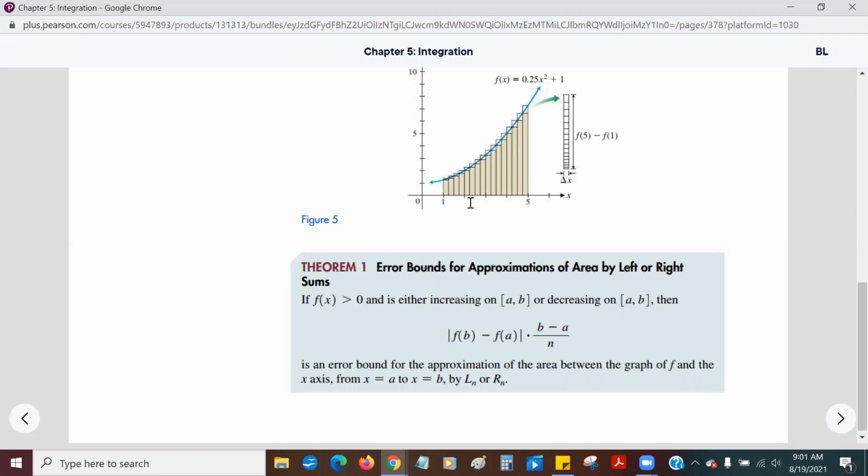Now (b minus a) over n, that's the width. B minus a in this case is 5 minus 1, and n is how many rectangles there are. So (b minus a) divided by n really is just the width of each rectangle. If I make that multiplication, that's called the error bound, and we're saying that yes, my answer is going to be off, but it's going to be within this bound. This is the most the error is going to be, and of course, as we make the rectangles smaller, the number n becomes bigger, and the error decreases. The error gets smaller and smaller.